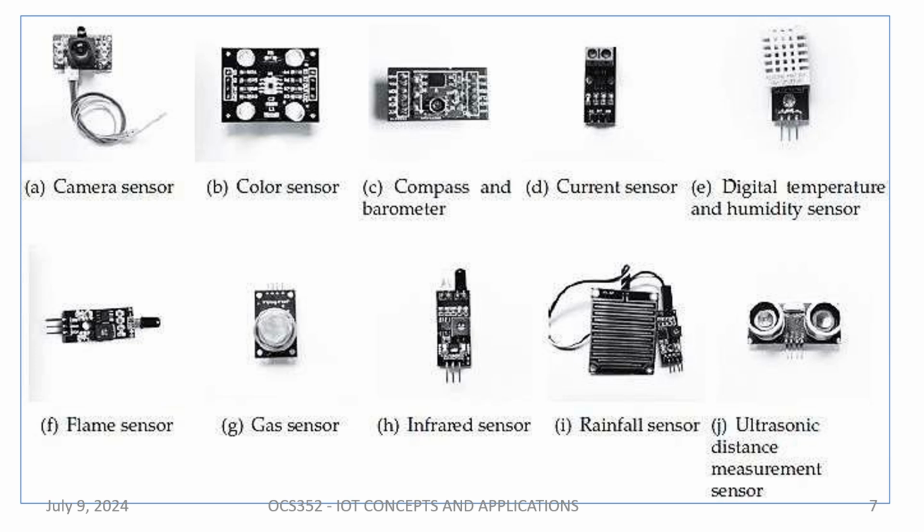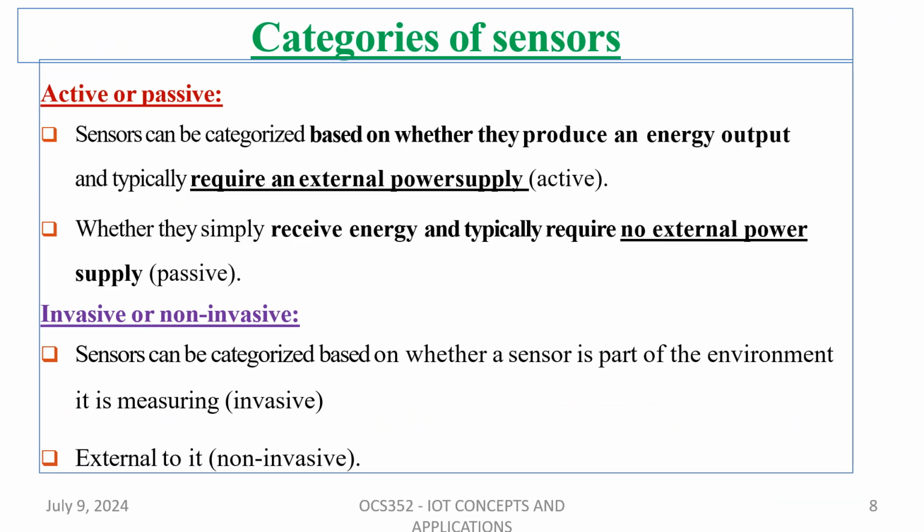These are some of the available sensors in the market: camera sensors, color sensors, current sensors, digital temperature humidity sensors, flame sensors, gas sensors, infrared sensors, rainfall sensors, etc. Categories of sensors: sensors can be categorized into active or passive sensors. Sensors can be categorized based on whether they produce an energy output, or simply receive energy and typically require no external power supplies.